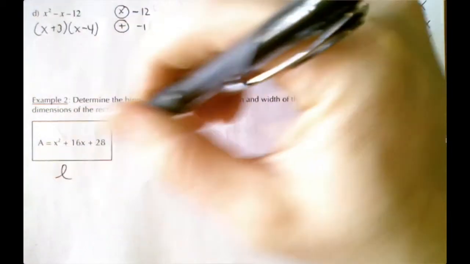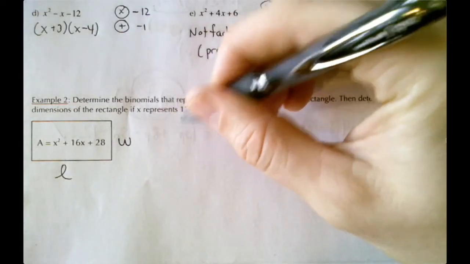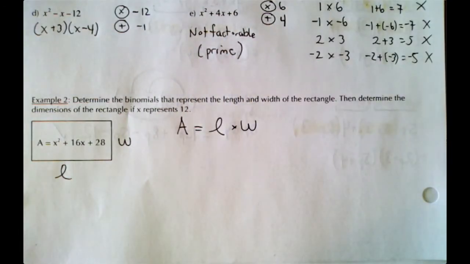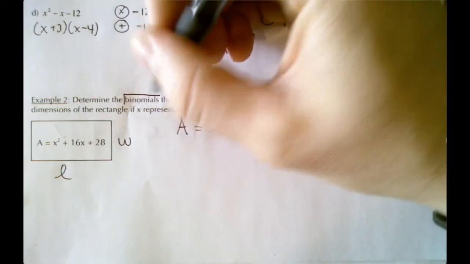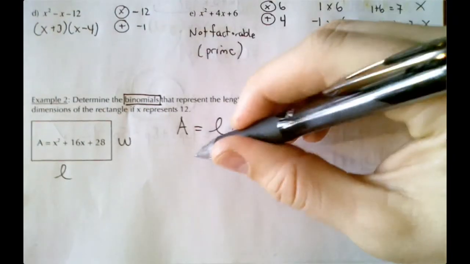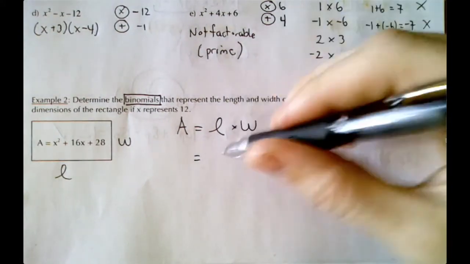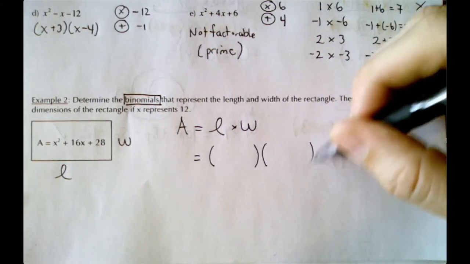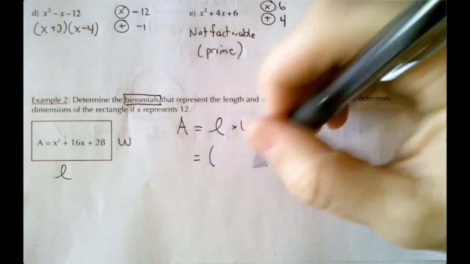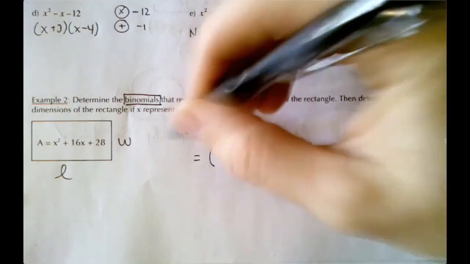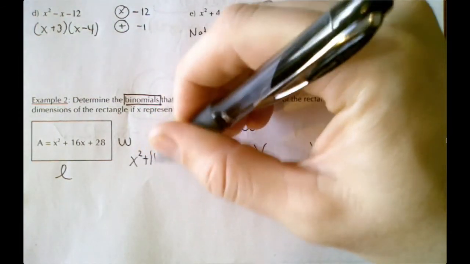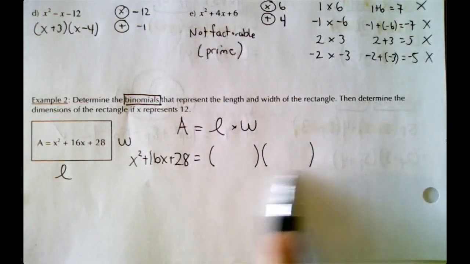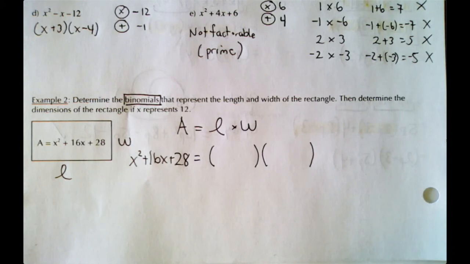Well, a rectangle has a length and a width, and we know that area is equal to length times width. Now it says that the length and width are binomials. So what's that mean? Well, that means that we have something times something, something with two terms, binomials. And our area is x squared plus 16x plus 28. So we need to turn this into this. Well, this is just what we've already been doing. This is just factoring.